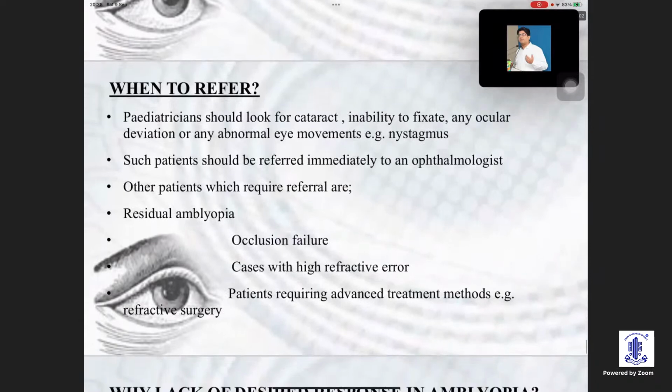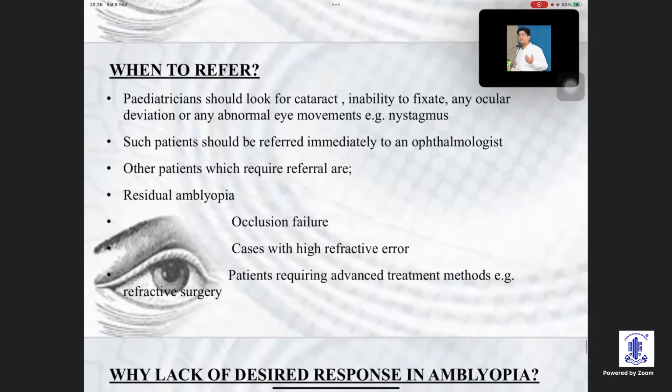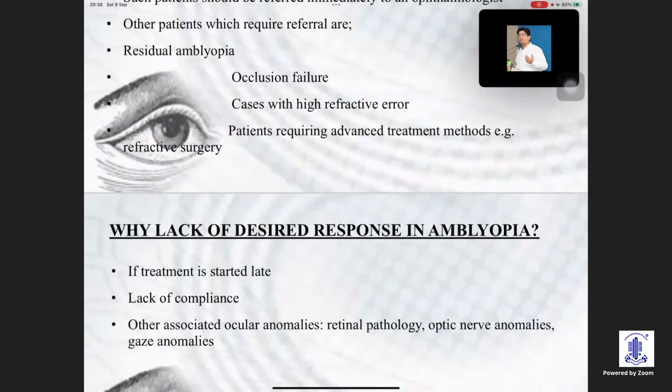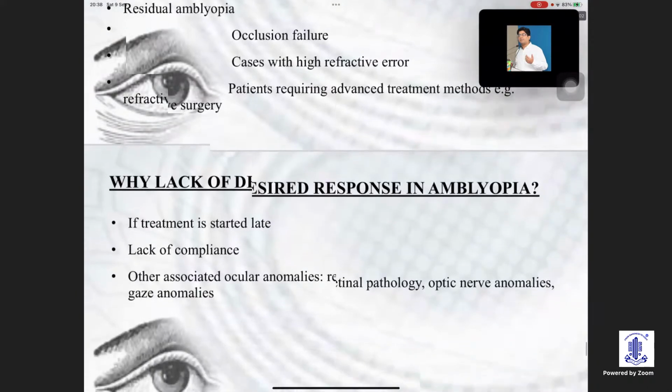And when to refer: the pediatrician should look for cataract, inability to fixate, any ocular deviation and abnormal eye movements. Such patients should be referred immediately to the ophthalmologist. Other patients who require referral are residual amblyopia, occlusion failure, cases with high refractive error, and patients requiring advanced treatment in the form of squint surgery and refractive surgery.